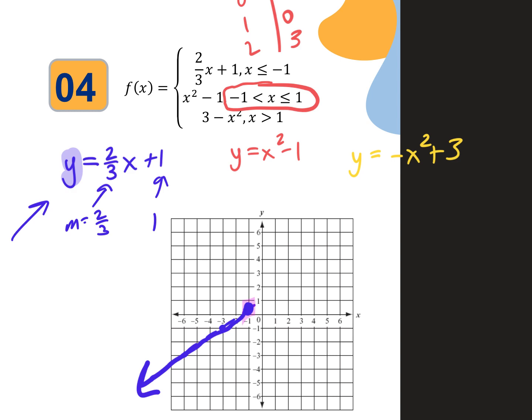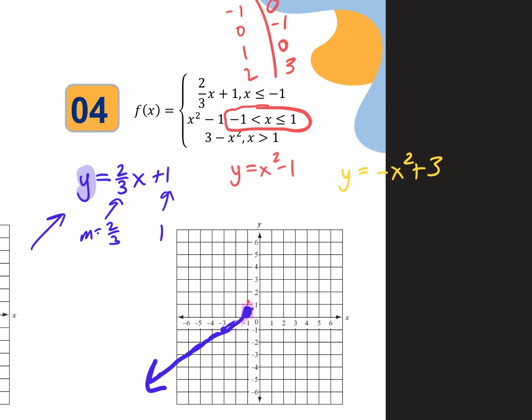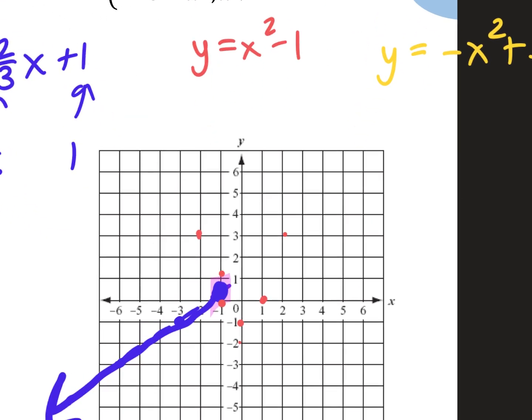Negative 2, 1, 2, 3. Negative 2, 1, 2, 3. Right there. Negative 1, 0. Negative 1 should be there. 0, negative 1. 1, 0, and 2, 3. Do you guys kind of see your parabola shape? You guys see it? Okay.